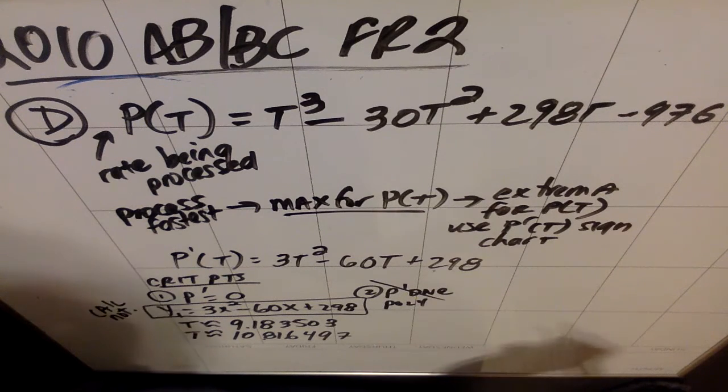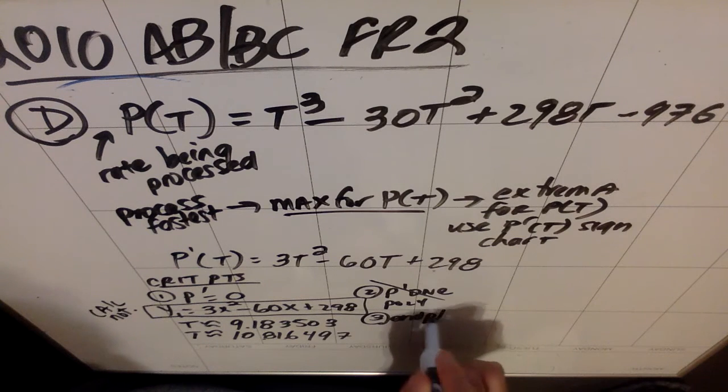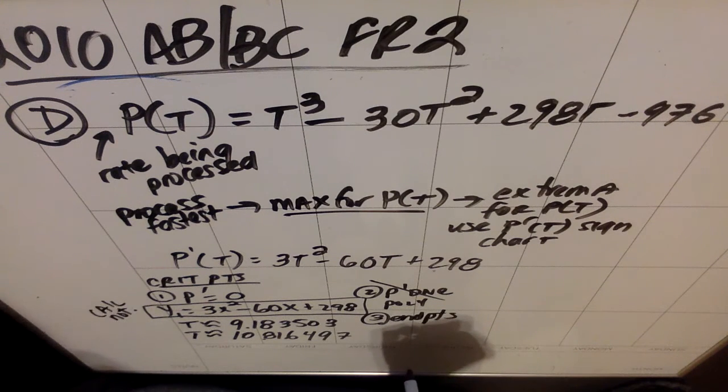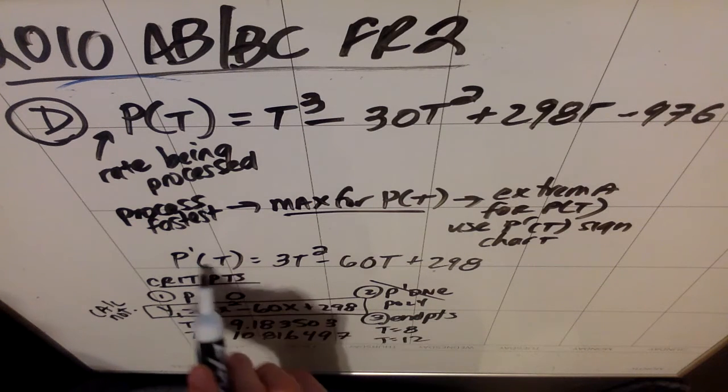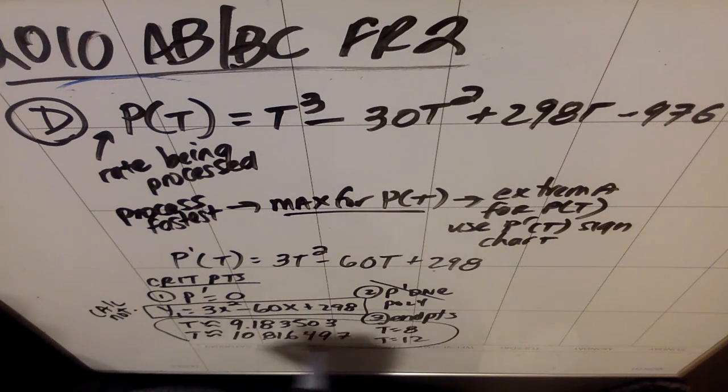The other kind of critical points are when P prime does not exist, but it's a polynomial, so that's not an issue. It's always going to exist. And then the third kind of critical point are my endpoints, and I believe that this problem does have endpoints. I believe that this problem has endpoints at 8 and 12, because this function, right, this guy right here, was only from 8 to 12. So I end up with 4 candidate points.